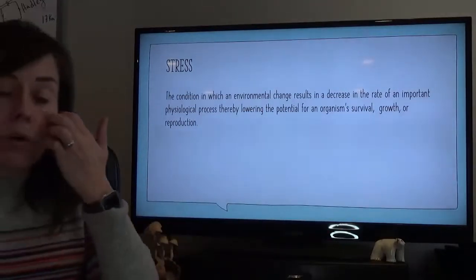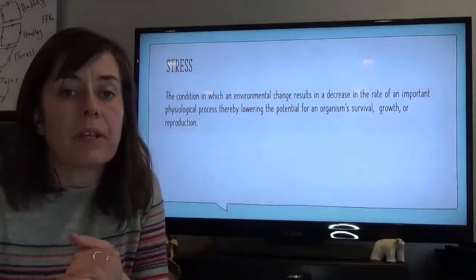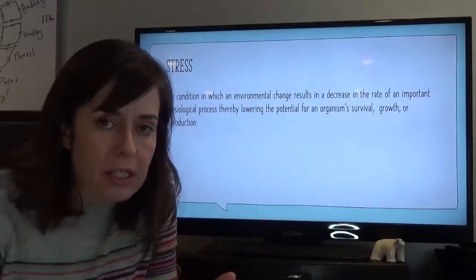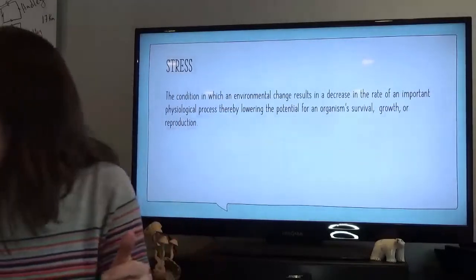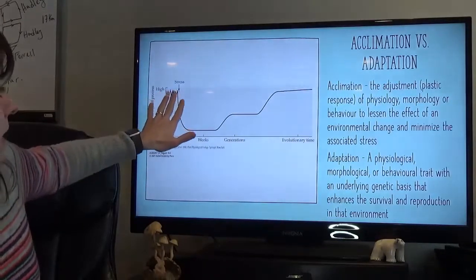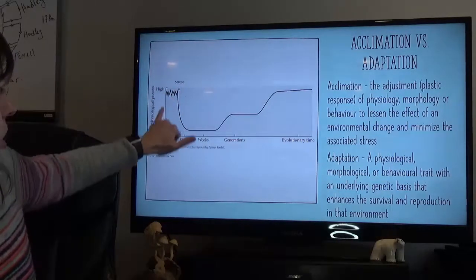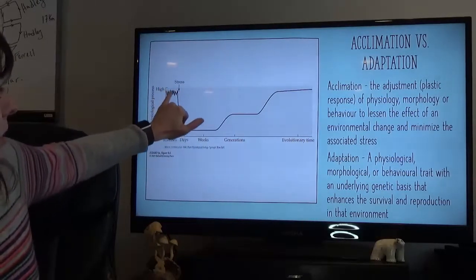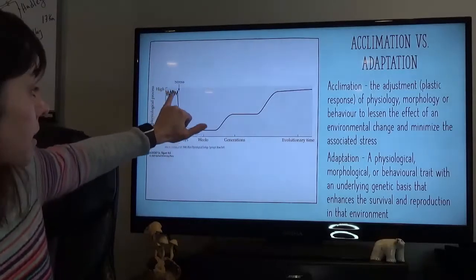Okay, so when we have a consistent stress, a short-term stress may not modify it, so let's just go to the next slide. Here we have the rate of physiological process from low to high. It's been bopping along like this, responding to short-term changes in its conditions.